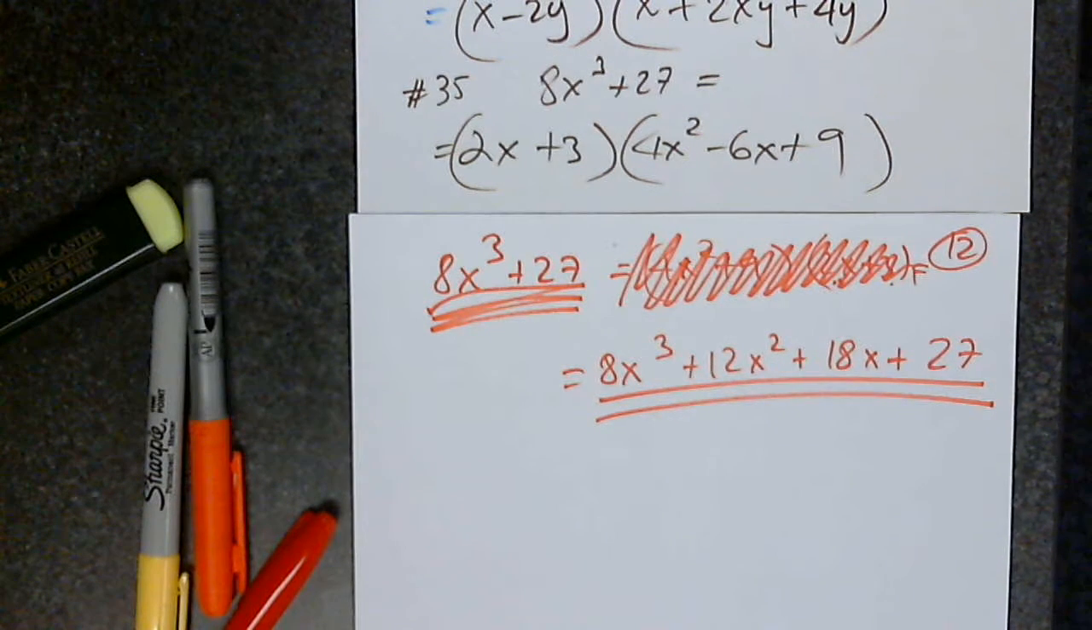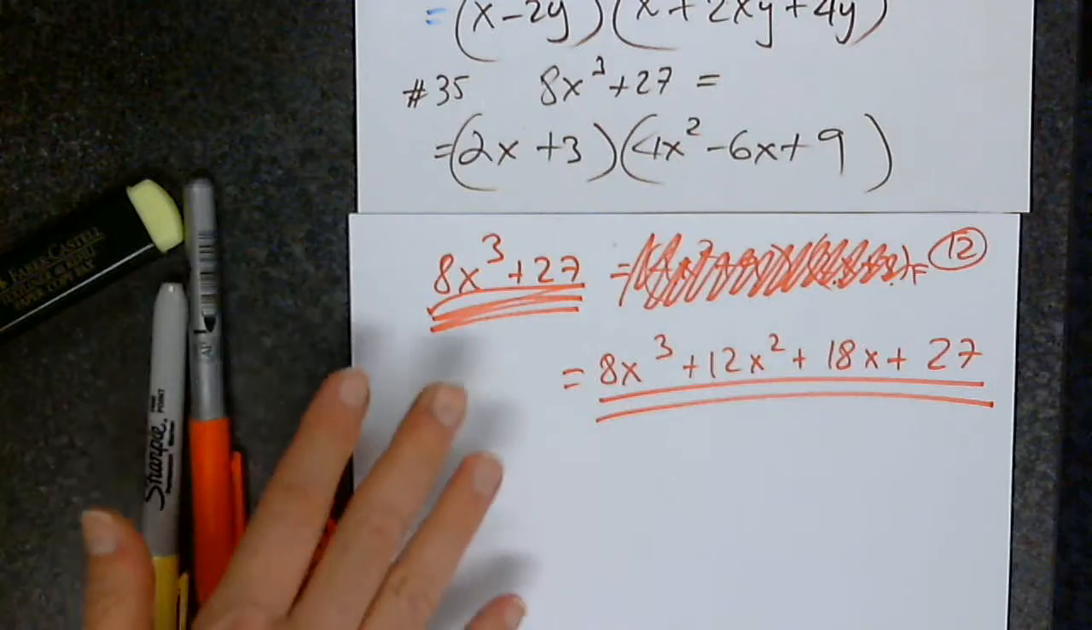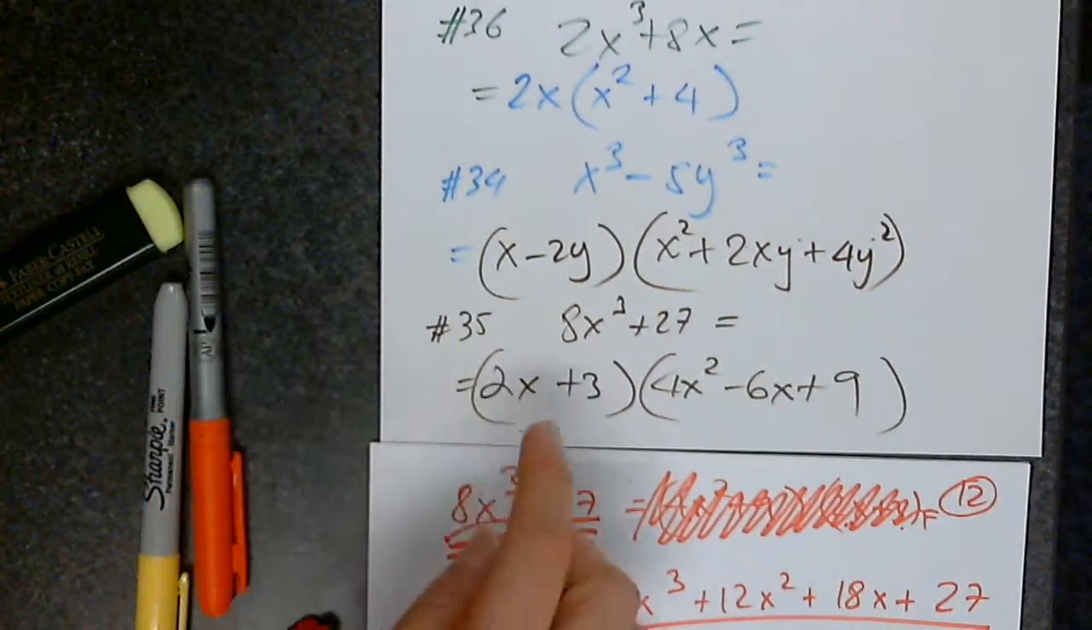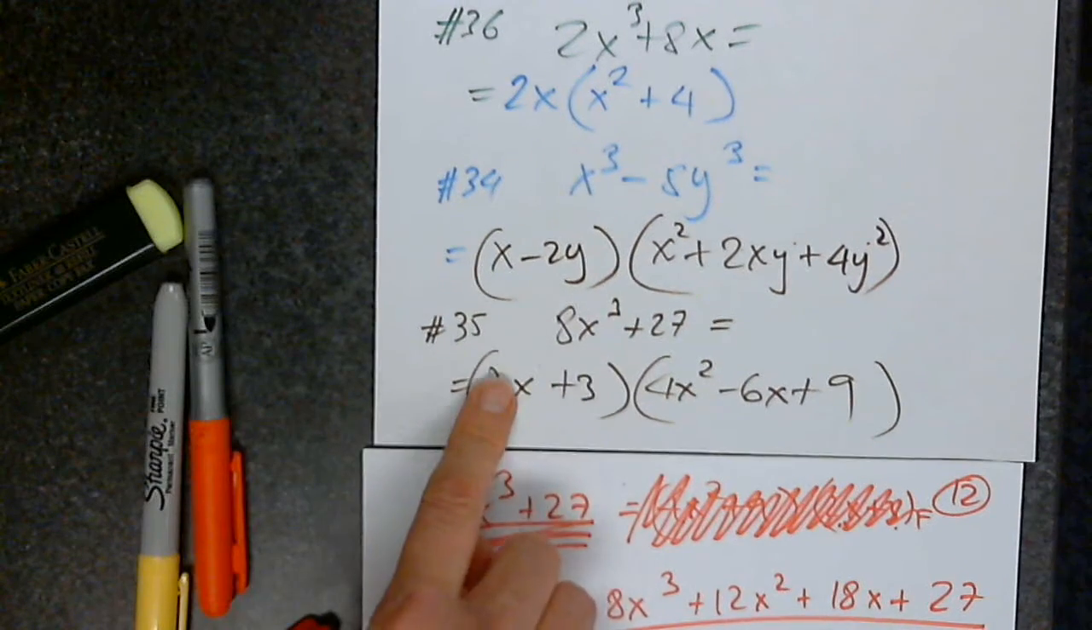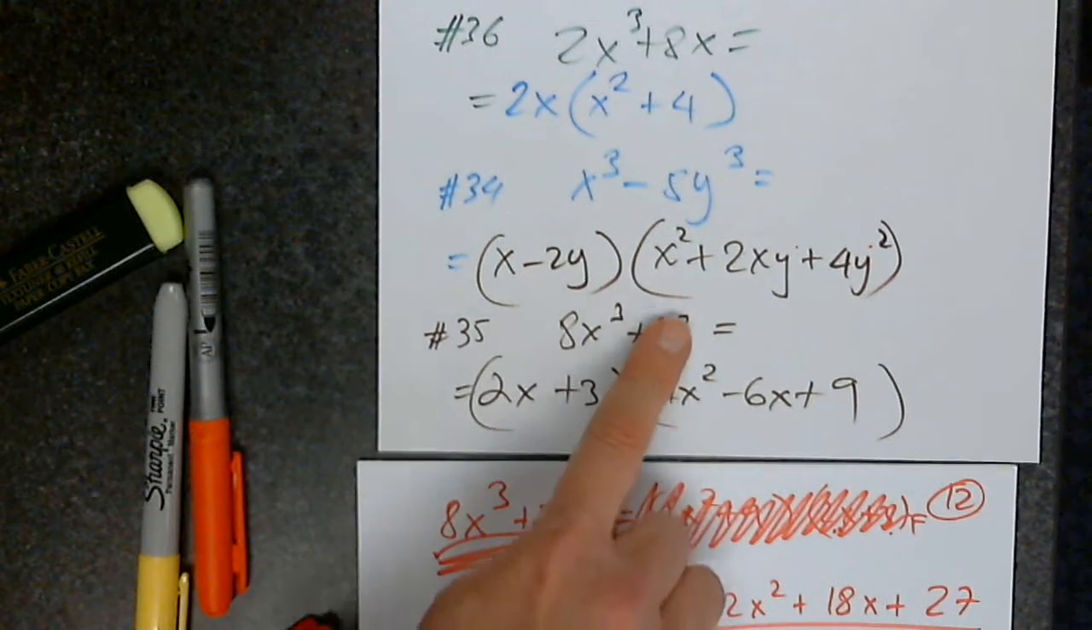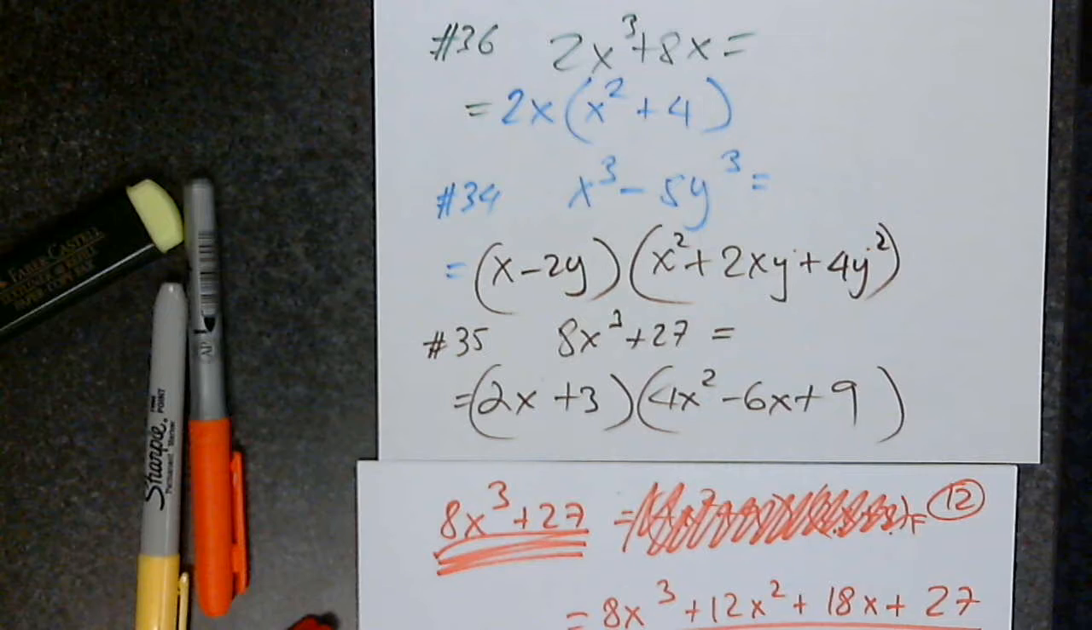What you could do first: number 2x plus 3. 2x cubed is 8x cubed, and 3 cubed is 27. That's how we determine the two terms in the binomial: what we cube to get 8x cubed, and what we cube to get 27. Next question. Yes, please, Hannah.